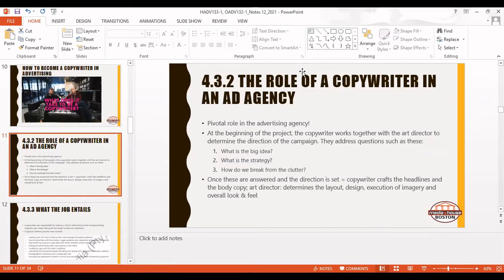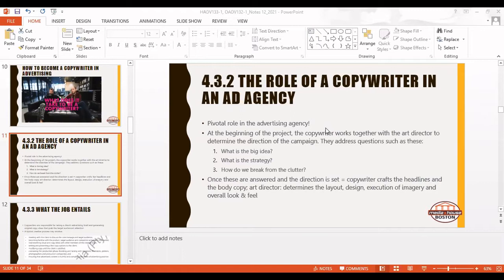So I'm saying a copywriter is an important person in an advertising agency. When you're starting a new project, a fresh project, a copywriter works together with the art director to determine the direction of the campaign. So they address questions such as these. Number one, what is the big idea? What is it that we want to achieve? What is the concept here? Number two, what is the strategy?